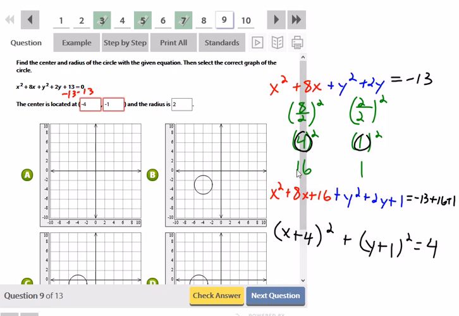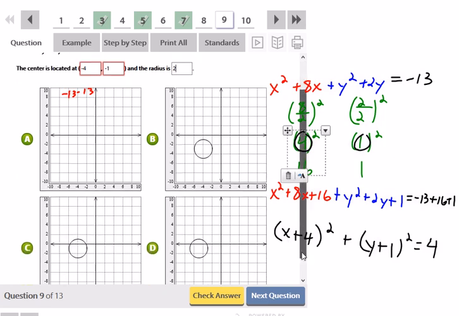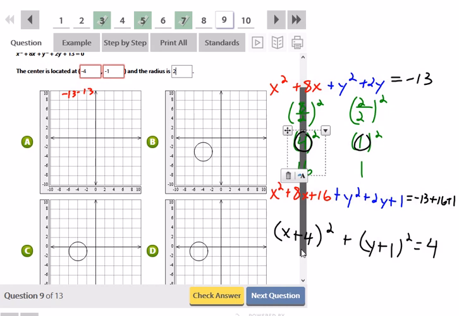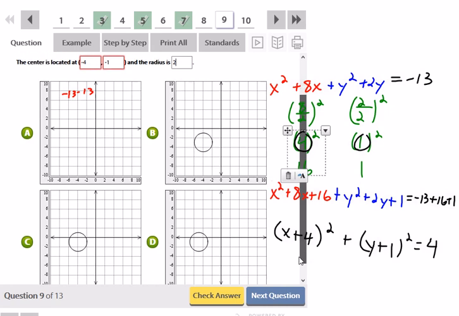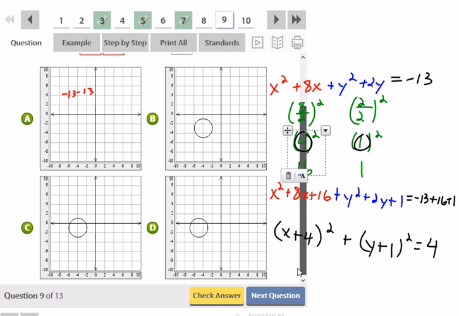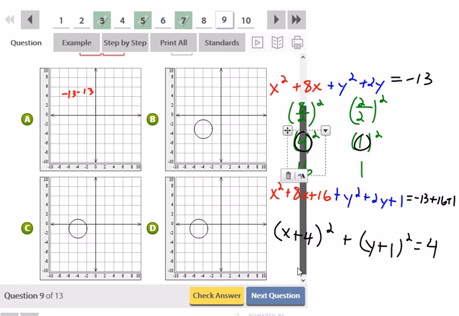So which one of these has a center at -4, -1, and it goes 2 in every direction? So that would be -4, so it would go all the way to -2. And if it's going there, it would go over. So, okay, it's got to be C. C would be the one.